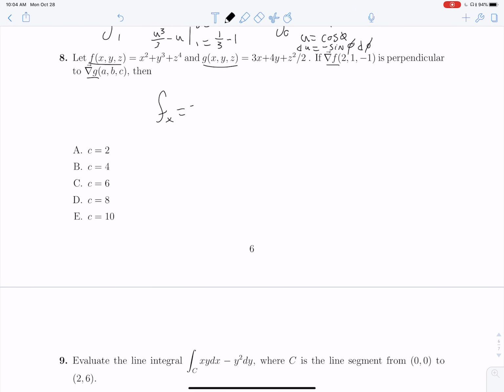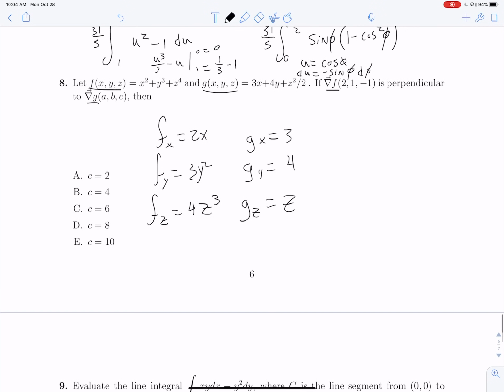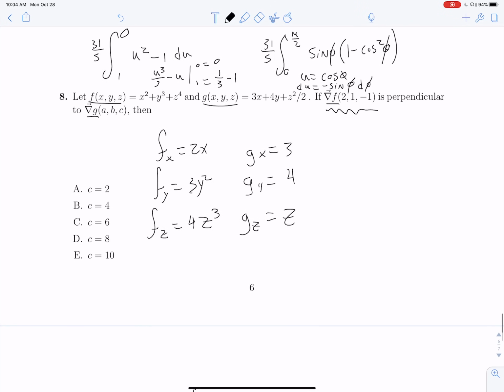So f_x is going to be 2x. f_y is going to be 3y squared, and f_z is going to be 4z cubed. Let's see, g_x is going to be 3, g_y is going to be 4, g_z is going to be z. Okay, and we see that we're looking at the gradient at 2, 1, negative 1.